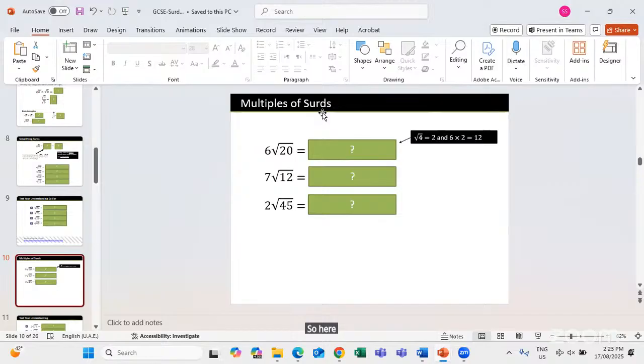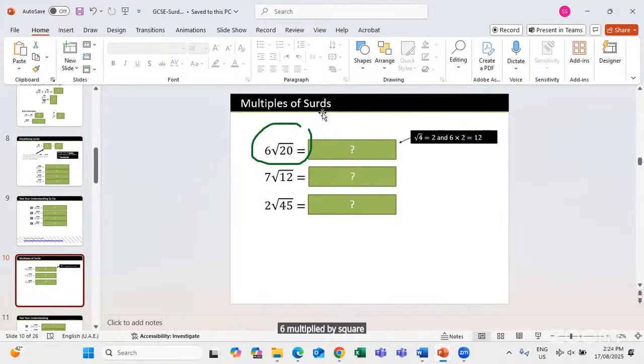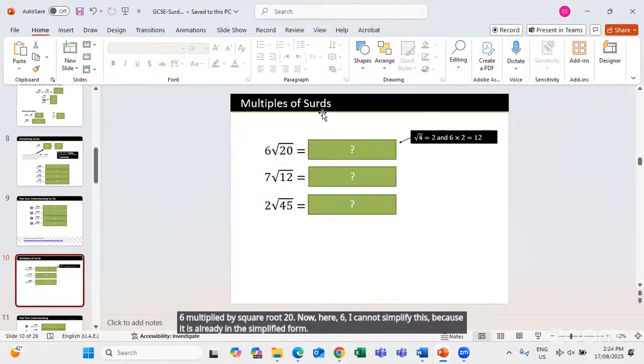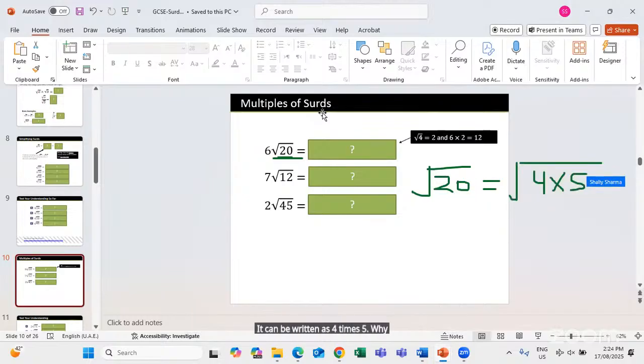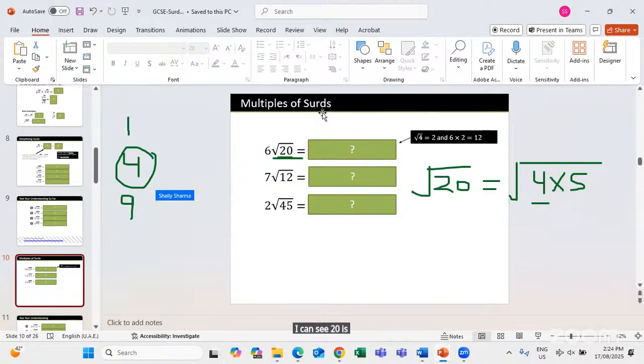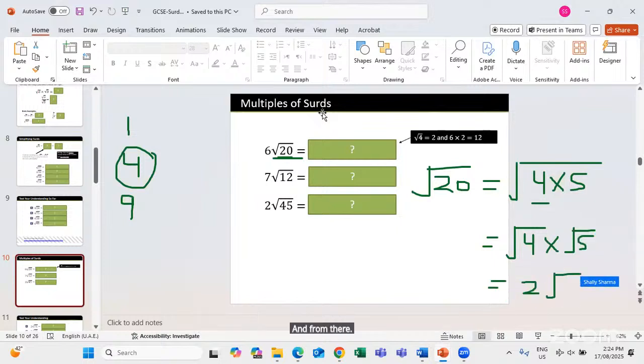So here we can say this is 6 square root 20. This is a multiple of square root 20, 6 multiplied by square root 20. Now here 6, I cannot simplify because it is already in the simplified form. But this square root 20 for sure I can simplify. It can be written as 4 times 5. Why 4 times 5? Because if I write squared numbers, I can see 20 is a multiple of 4. So I will split it into square root 4 times square root 5, and from there I get 2 square root 5.